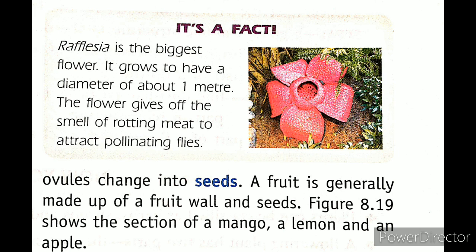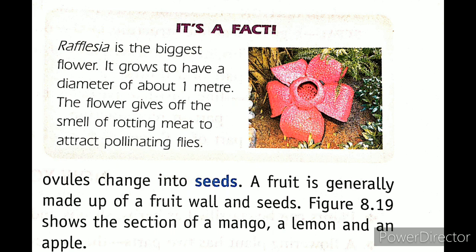So students, what is a pollination? First of all, pollination is a process in which from anther some pollen grains transfer to the stigma of the same flower or on the another flower of the same plant. Okay, so this is called pollination.